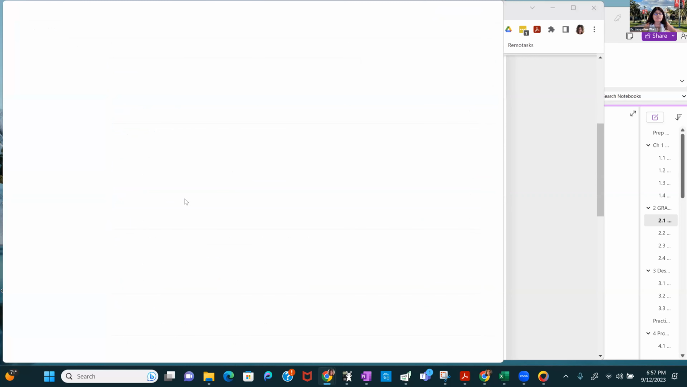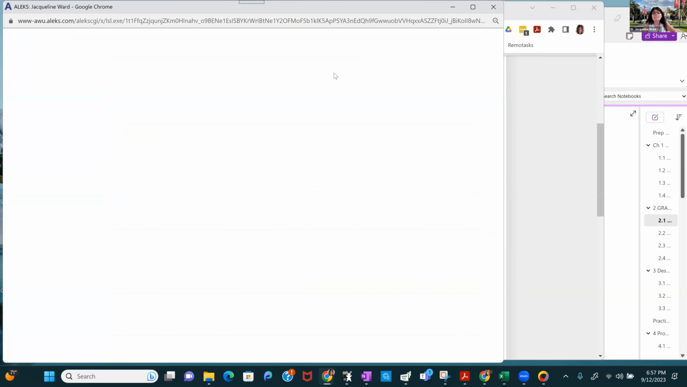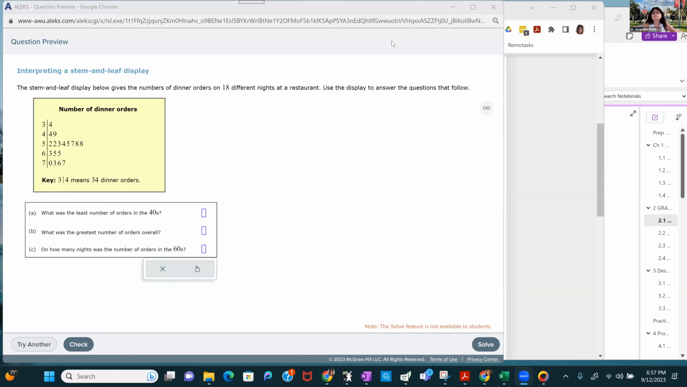All right. Next are the stem and leaf. All right, so we know how to read this. The key 3 bar 4 means 34 dinner orders. The stem and leaf display below gives the number of dinner orders on 18 different nights at a restaurant. Use the display to answer the questions that follow. Okay, so what was the least number of orders in the 40s, you guys? Least number in the 40s.